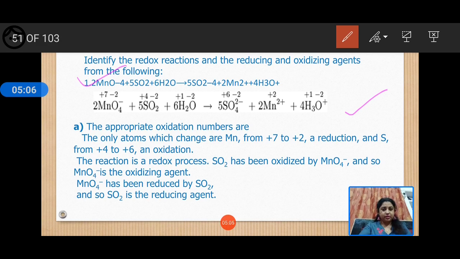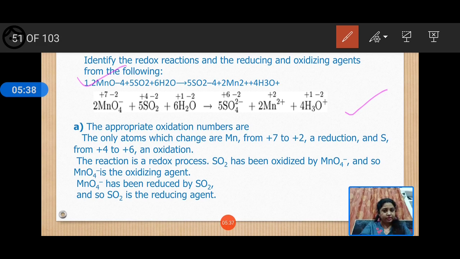As you can see here, one reaction is 2MnO4⁻ + 5SO2 + 6H2O gives 5SO4²⁻ + 2Mn²⁺ + 4H3O⁺. Like this, this reaction will be given in your question paper. What next do you have to do? The reaction is given, so you don't have to form the reaction. The next step is to write the oxidation state of every atom.